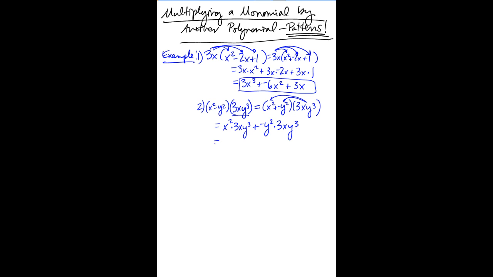And then I'm going to go ahead and simplify each piece. I have 3, and then I have x squared times x, so that's x cubed. And then I have y cubed, that hasn't changed. And here I have a negative y squared, so it's really like having a negative 1 there. Negative 1 times 3 is negative 3. And then I have just a single x, and then I have y squared times y cubed, so that would be y to the 5th. So again, that would be my simplified version.